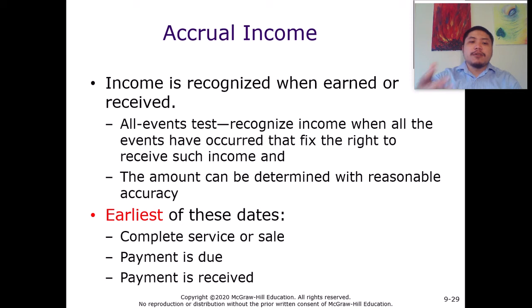There is a test called the all-events test that we can use to judge when we can recognize the income. Basically, the all-events test says there are three dates we should follow. We should recognize the income on the earliest of the date the service or the sale is completed, the date the payment is due, or the date the payment is received.